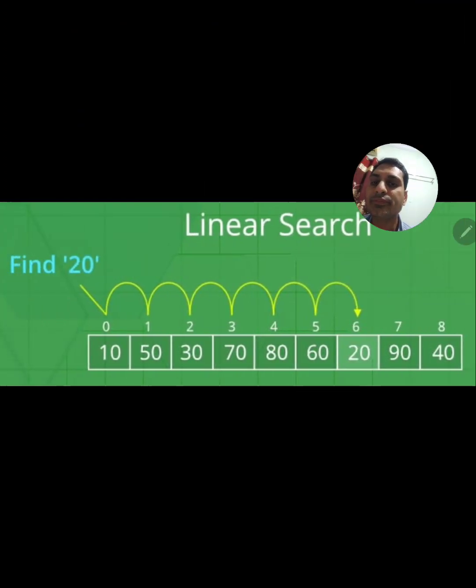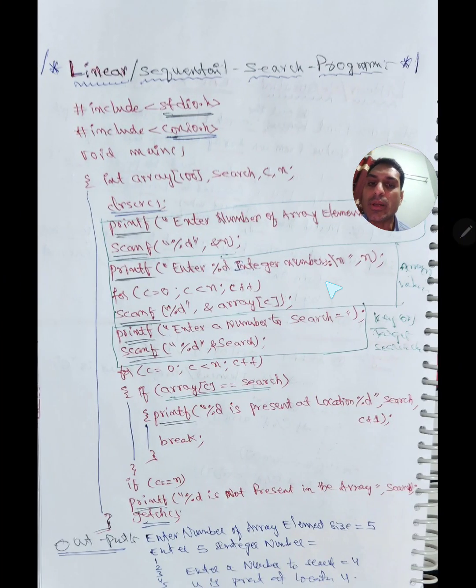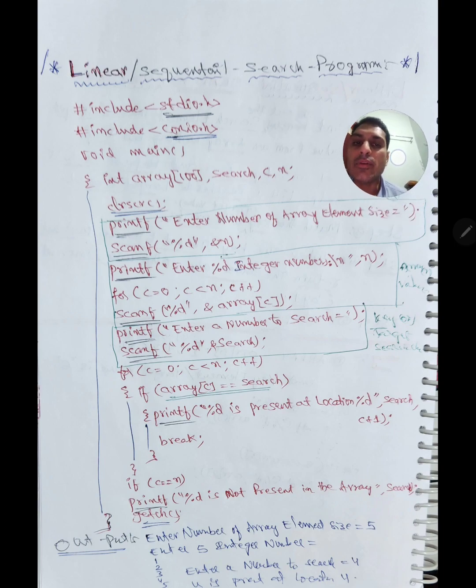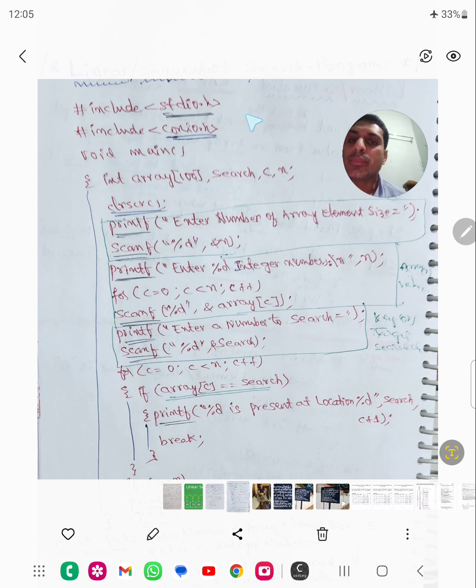Very simple. Now this is a program. How the compiler will do it, I will explain now. I will remove my webcam aside. So comments: linear or sequential search program. Practical part: hash include stdio.h, right? This is very simple.